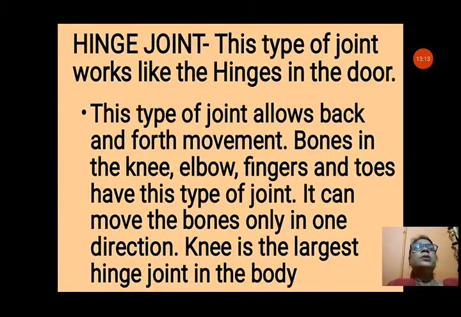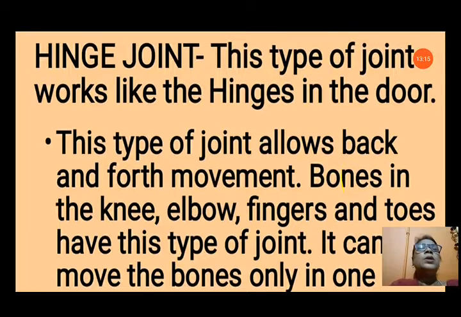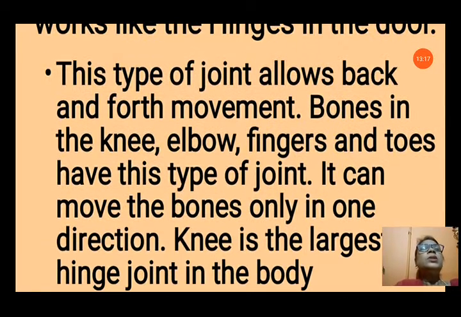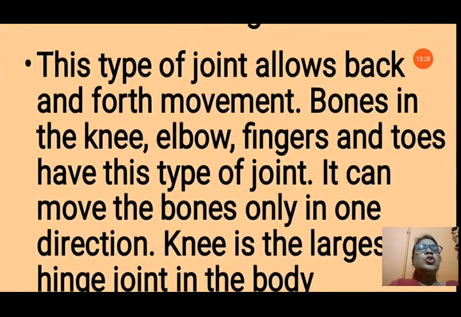Now hinge joint. It works like the hinges of a door, that means in one direction only. This type of joint allows back and forth movement. Bones in the knee, elbow, fingers and toes have this type of joint. It can move the bones only in one direction. The knee is the largest hinge joint in our body.